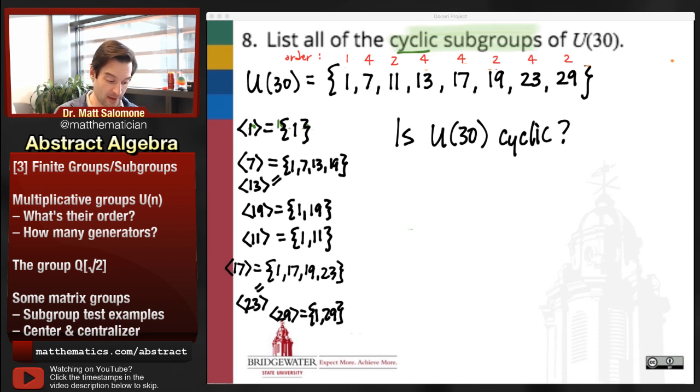And none of them have order 8. In other words, no single element in U30 is evidently capable of generating the entire group. After all, what we did is we listed exactly what each of these elements does generate. And none of my cyclic subgroups here gives me the entire group U30. So no element of U30 generates the entire group.